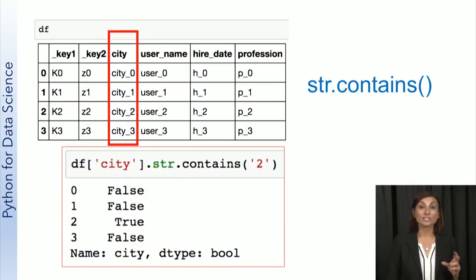The function contains provides a simple way to check if a string has a given character in it. We already used this in our live video coding sessions before, but let's look at this example when we check if any of the values in the city column contains 2 as a character. We see that only index 2 has it. So the result is a Boolean series with only one true value for that index 2.